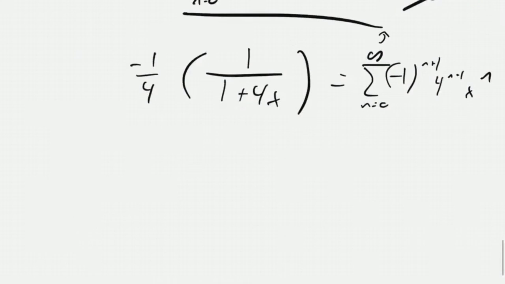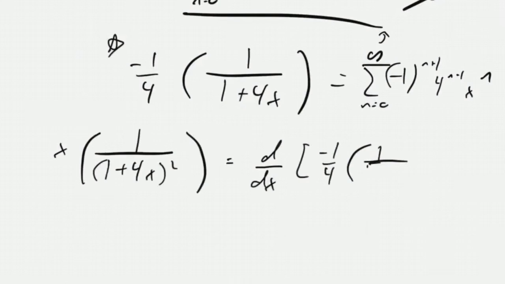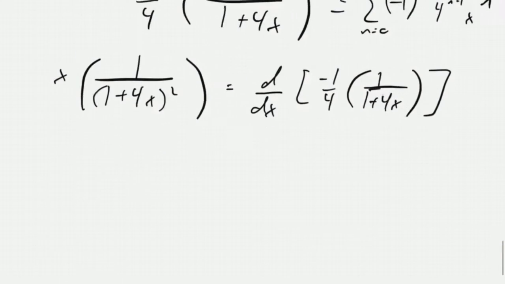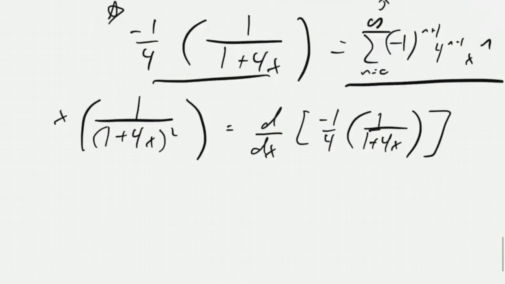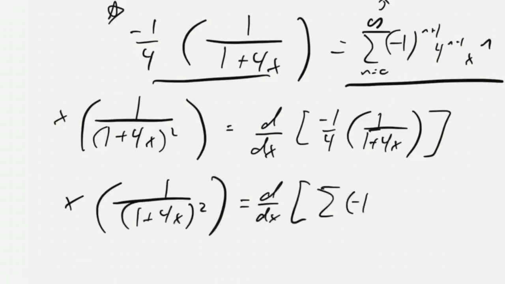All right, what about my original function? My original function was this, which is the derivative of this. Okay, and since this thing equals this power series, I can say x times 1 over 1 plus 4x squared should equal the derivative of this power series.